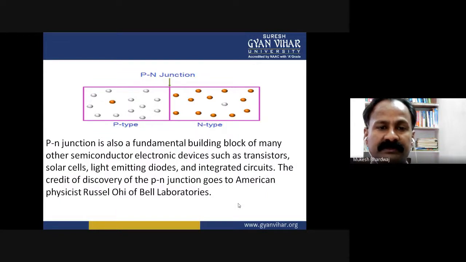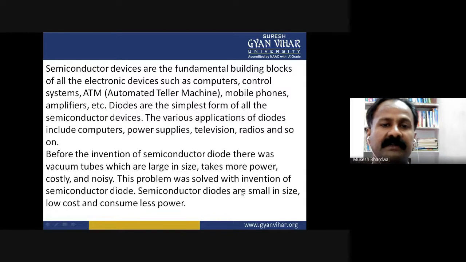This is the pictorial representation. P-n junction is also a fundamental building block of many other semiconductor electronic devices such as transistors, solar cells, light emitting diodes, and integrated circuits. The credit for the discovery of the p-n junction goes to American physicist Russell Ohl of Bell Laboratories. Semiconductor devices are the fundamental building blocks of all electronic devices such as computers, control systems, automated teller machines, mobile phones, amplifiers, etc.